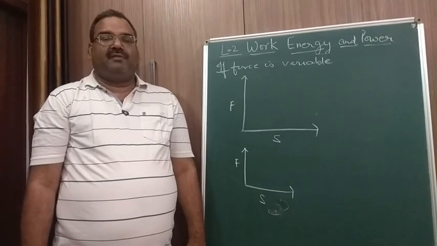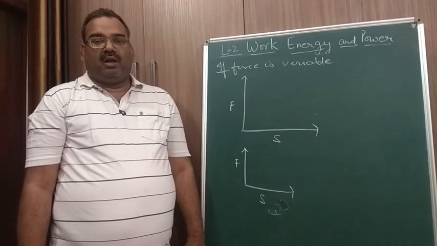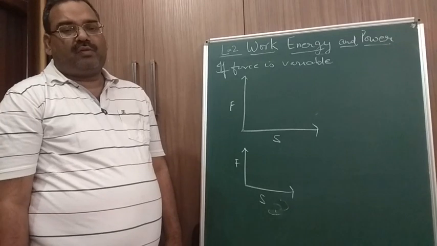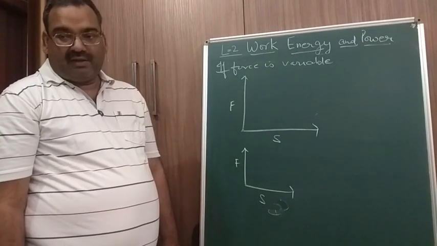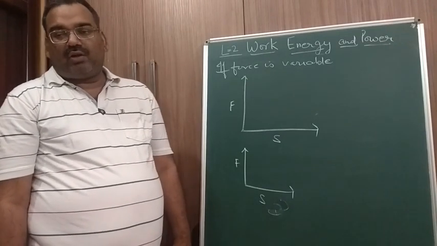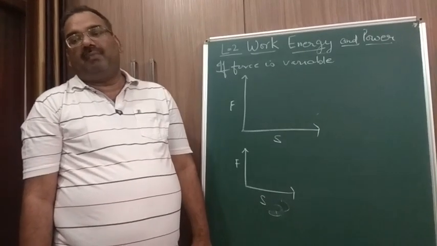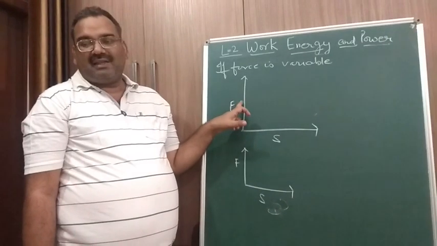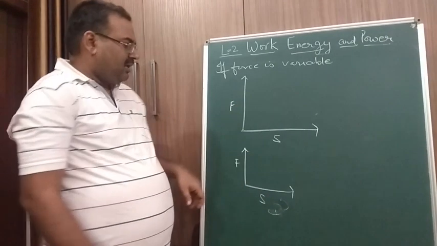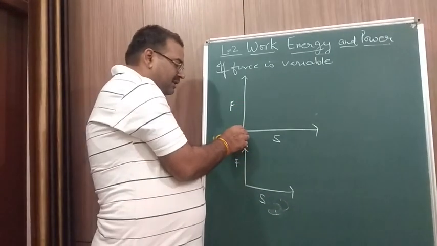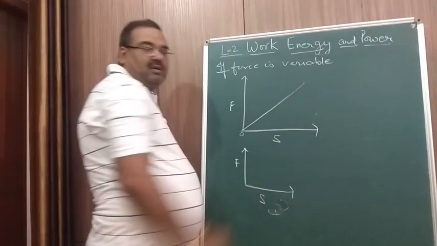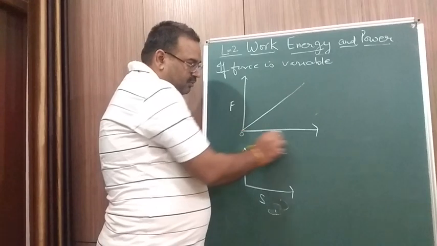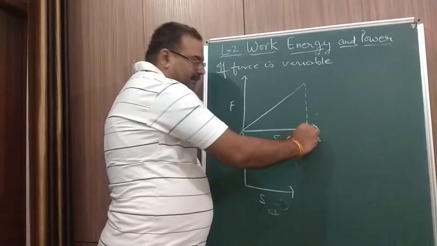If the force is variable and the displacement is continuously changing, here in this case both force and displacement are varying. So we will calculate the work done by the graphical method. We plot force and displacement on the x-axis and the y-axis. Okay. Now look here. The force is continuously increasing, and the displacement is also increasing from 0 to s here.